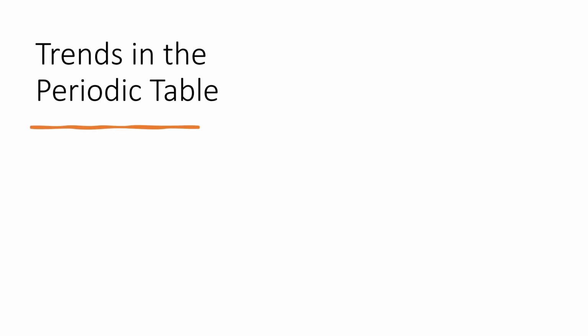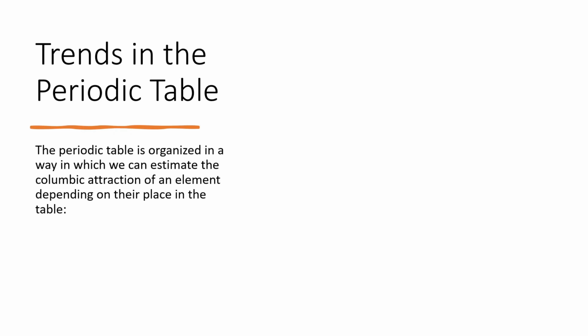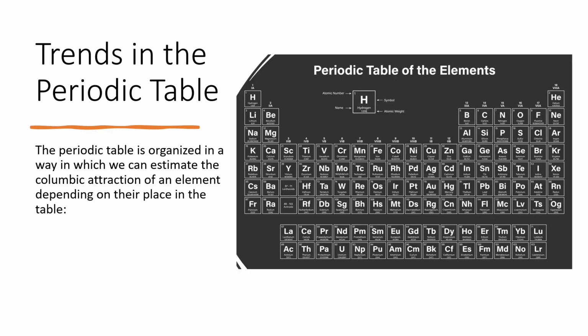Trends in the periodic table. Columbic attraction is actually organized in the periodic table. It's organized in a way where we can estimate the Columbic attraction relative to other elements in the periodic table. So, for example, if we have the periodic table of elements right here, we can relatively figure out how much Columbic attraction they have depending on where they are.